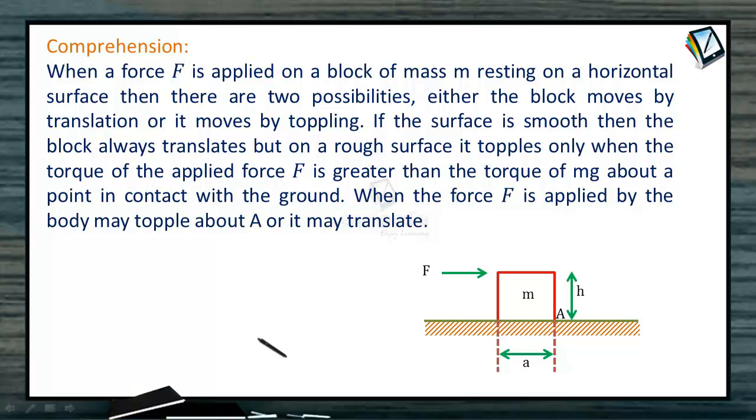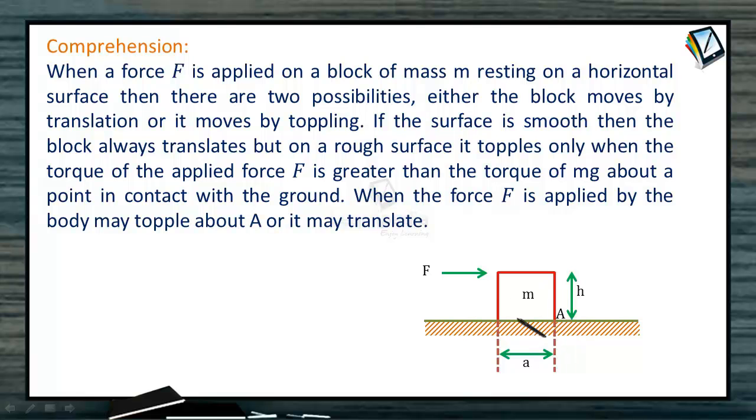Comprehension. When a force F is applied on a block of mass m resting on a horizontal surface, there are two possibilities: either the block moves by translation or it moves by toppling. If the surface is smooth, then the block always translates, but on a rough surface, it topples only when the torque of the applied force F is greater than the torque of mg about a point in contact with the ground. When the force F is applied, the body may topple about A or it may translate.